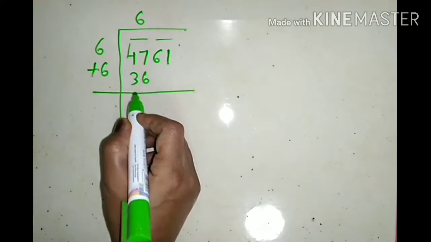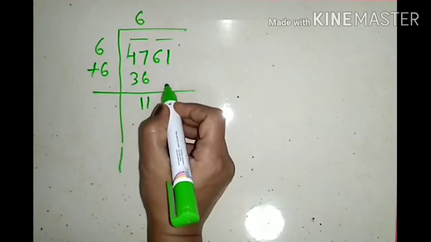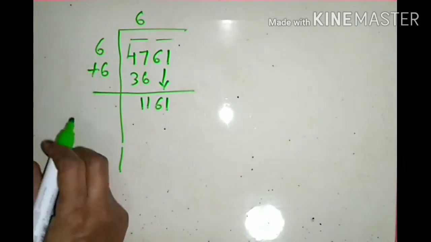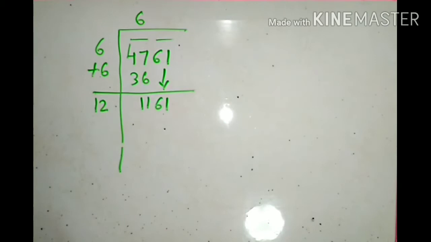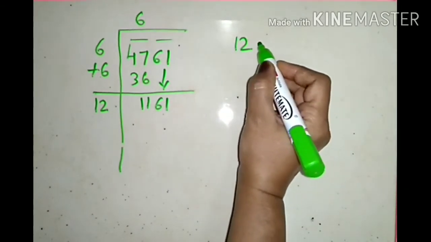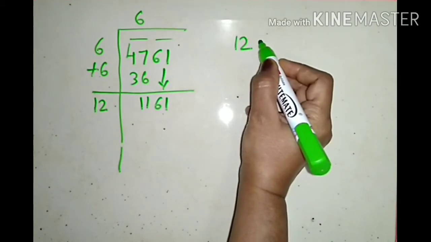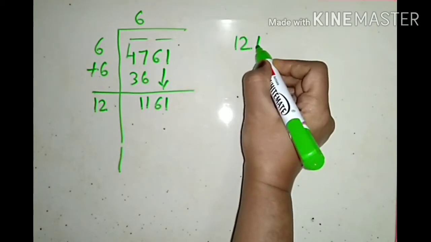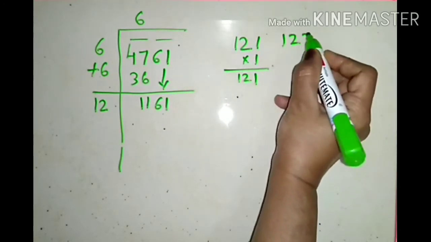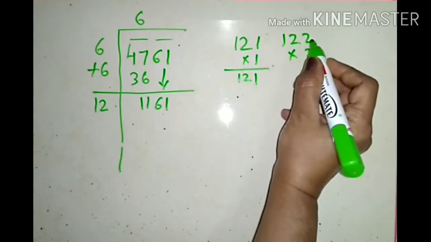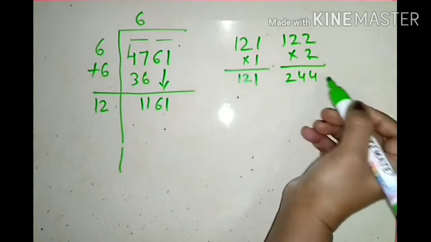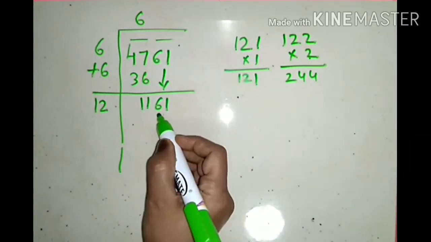We'll subtract this 36. We have 11. We'll bring these 2 digits down. We have this number. We will add these two. We have 12. Now next step is we have to write one digit here and we have to multiply it by the same number. So if I write 1, I will multiply it by 1. I have 121. 122. If I take 122, I have to multiply it by 2. It will be 244.